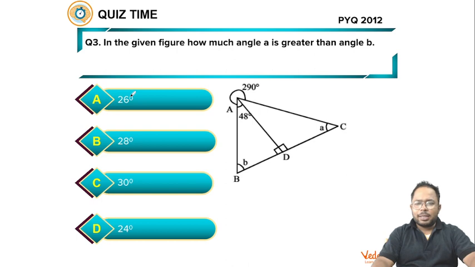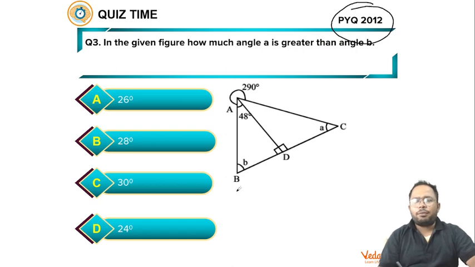Alright students, let's move on to the third question. A very good question that came in the previous year, 2012. In the given figure, how much is angle A greater than angle B? You have to find how much this angle A is greater than B. The figure has been drawn. You can see here ABC is a triangle with AD being a perpendicular on BC. So find out how much angle A is greater than angle B. Very easy question.